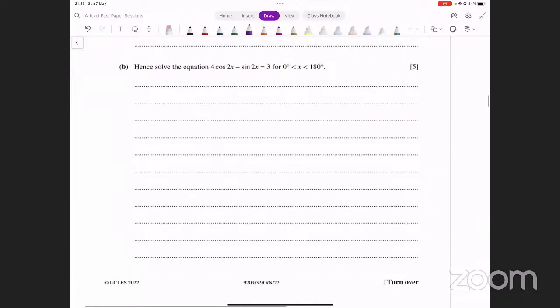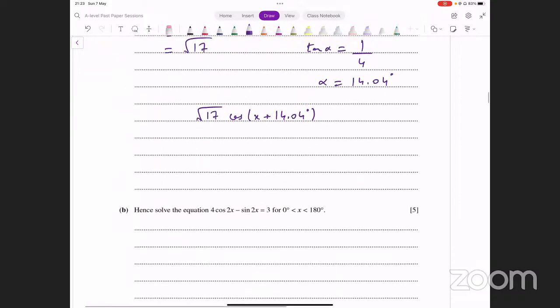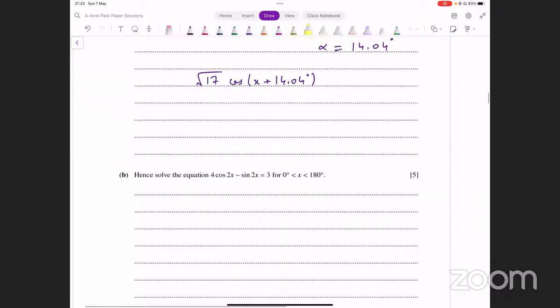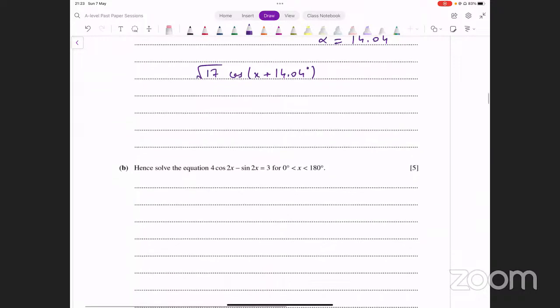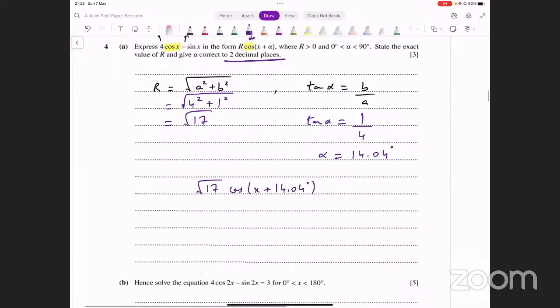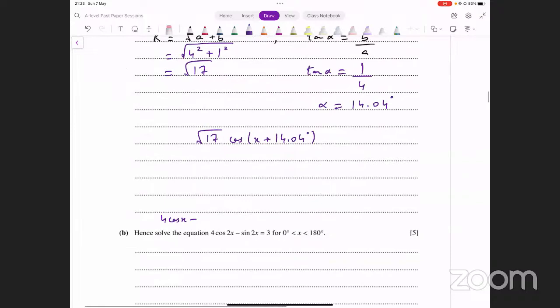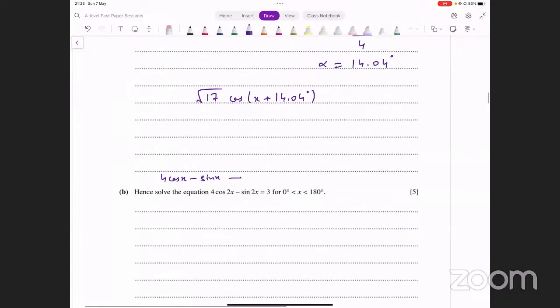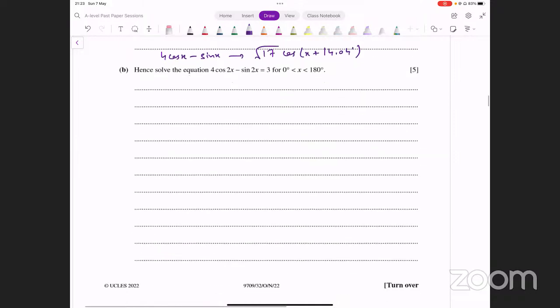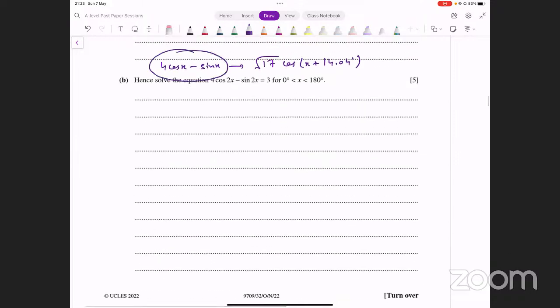Second part में उसने कहा hence solve this equation. Now how is this connected to the first part? First part में आपने क्या किया? Let me just write that here. So we have that in front. It will help us work with this. 4 cos x था हमारे पास minus sin x. 4 cos x minus sin x, we converted that to square root of 17 into cos of x plus 14.04 degrees. This is the form that we converted this to. Okay? Now, how is this similar to what we're given here? How are these two connected?